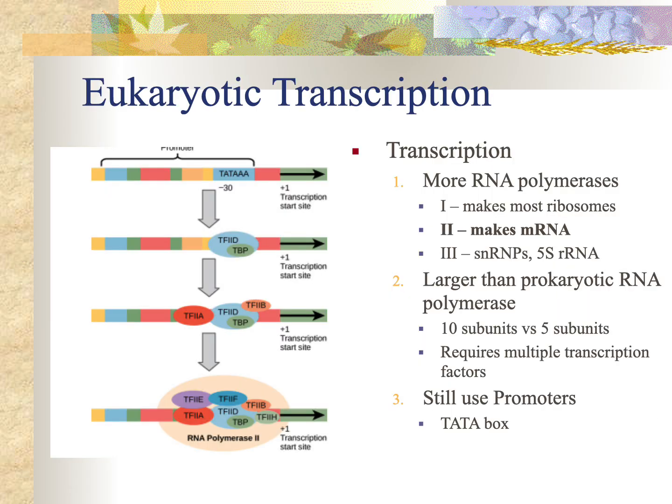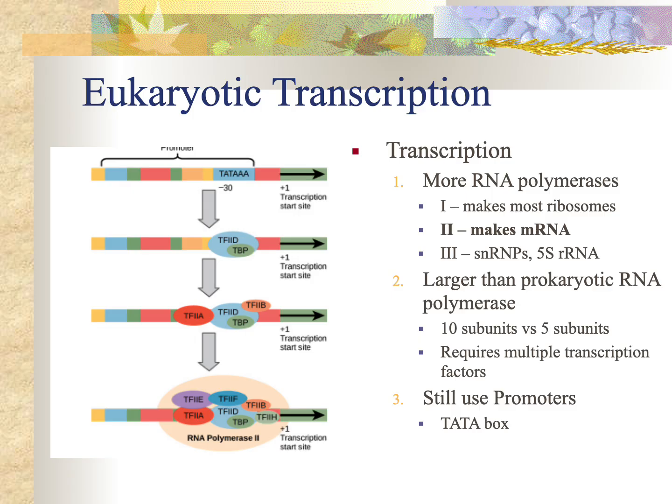Transcription in eukaryotes is more complex. There are more RNA polymerases. Some of these are involved in making ribosomes. Some of them are more involved in making little RNA molecules called SNRPs that are involved in regulation of various processes. The RNA polymerases are larger than prokaryotic RNA polymerases. They have more subunits, and they require additional factors to get them active.